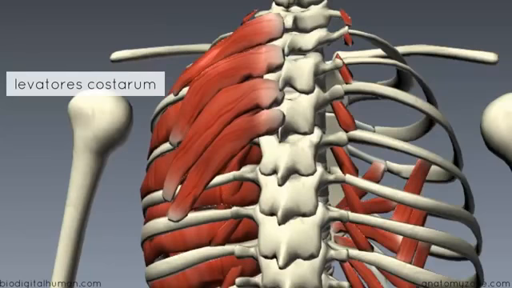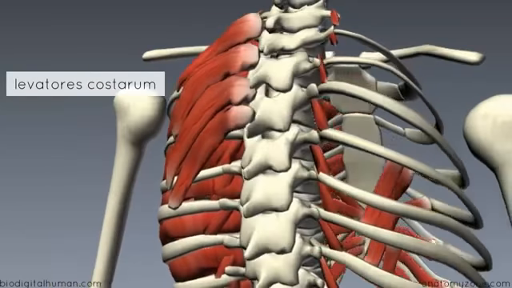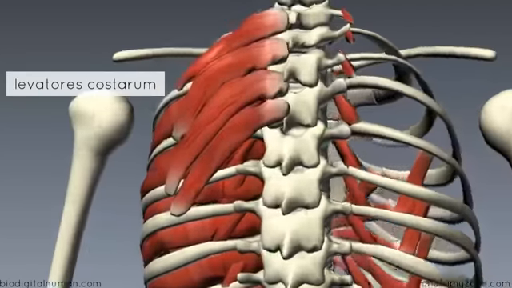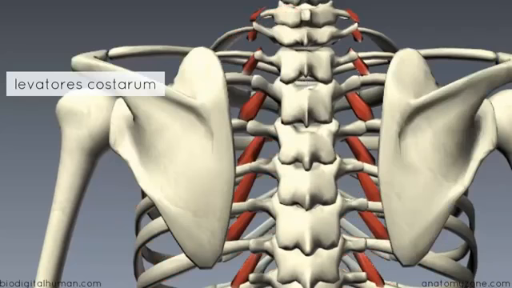So for instance, the 4th thoracic vertebra attaches to the 5th rib, so the transverse process of T4 attaches to the rib 5. So you've got these on either side. So I've just isolated the levatores costarum muscle on the skeleton, and you can see the 12 small muscles. So these muscles function to assist in elevation of the thoracic rib cage.